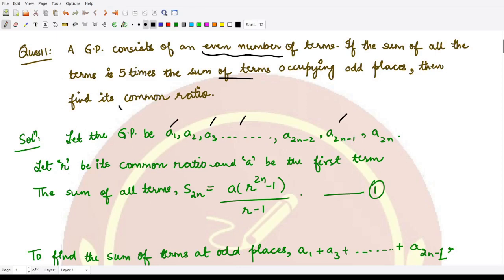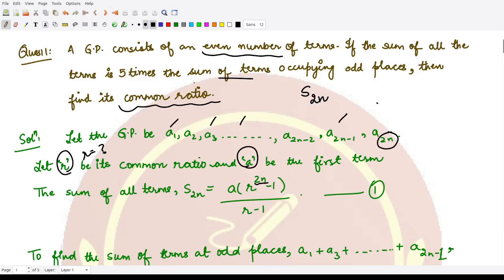So we first of all assume what they are saying. They are saying you need to find the common ratio. So we assume that its common ratio is r, right? And we will find what this r is. And we assume a to be the first term. So what would be the sum of all the terms? We are looking for S2n because our total number of terms is 2n. So S2n would be equal to the formula a(r raised to power the total number of terms, that is 2n, minus 1) divided by r minus 1. So let's mark this as equation 1.